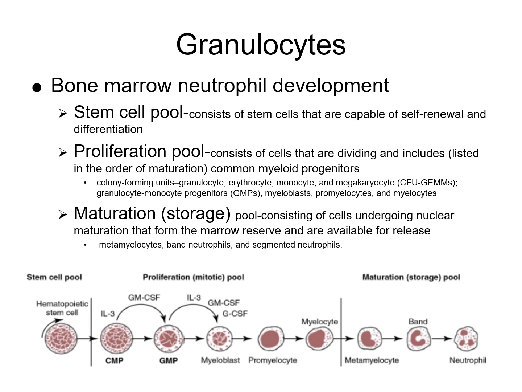Then we have the proliferation pool, which consists of cells actively dividing and maturing. This includes several stages in the following order of maturation. We have common myeloid progenitors. These are multipotent progenitors that give rise to several lineages, including granulocytes. Then we have colony-forming units, which are granulocyte, erythrocyte, monocyte, and megakaryocyte. Sometimes you'll see this abbreviated as CFU-GEMM. These are early progenitors with potential to develop into granulocytes or other myeloid cells.